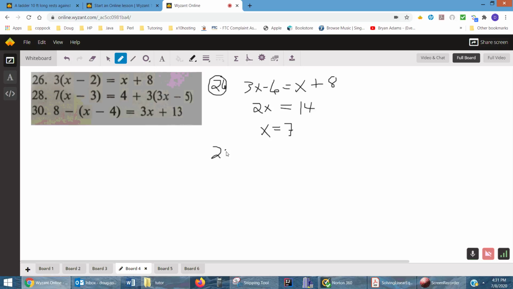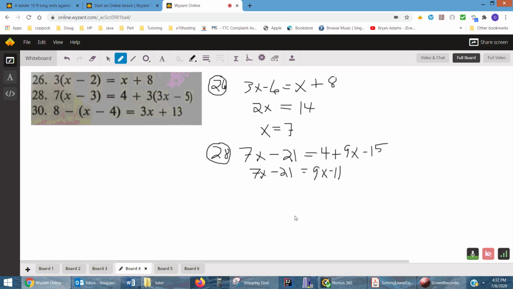For 28, I've got two sets of parentheses to remove, some similar terms to combine. So distribute the 7. I've got 7x minus 21 equals 4 plus, distribute this 3, 9x minus 15. We'll just go ahead and combine the two similar terms on the right side of the equal sign. That's the two constant terms, 4 and negative 15, combined to negative 11.